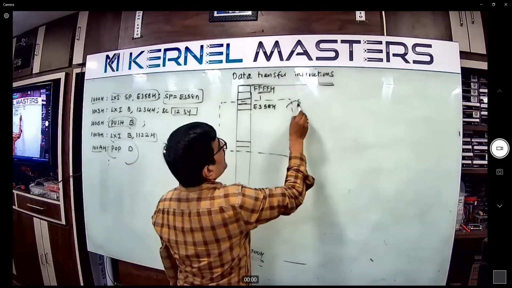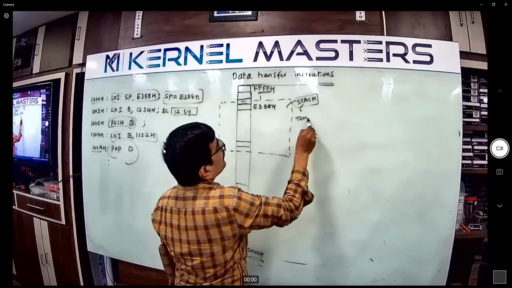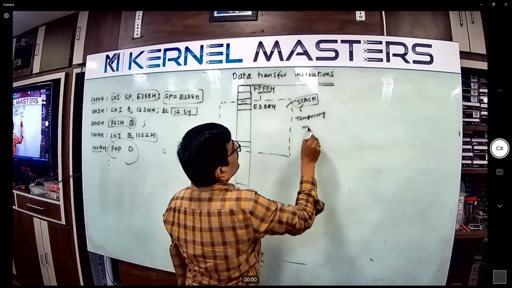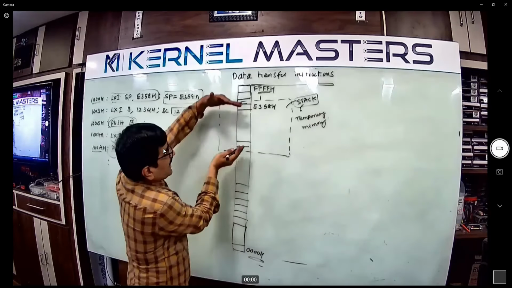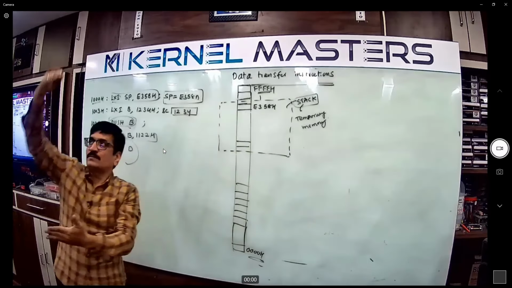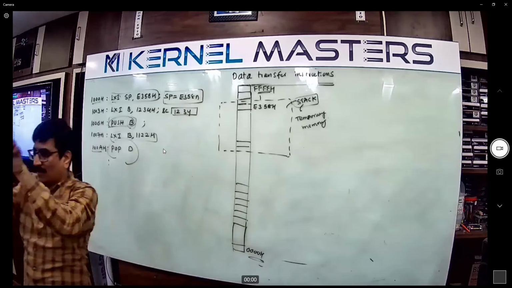Is there some area in the memory? Yes, some area of the memory. The whole thing is memory, from 0000 to FFFF. But what is this area called? Temporary memory. It is some zone in the memory, and the shortcut name is stack.